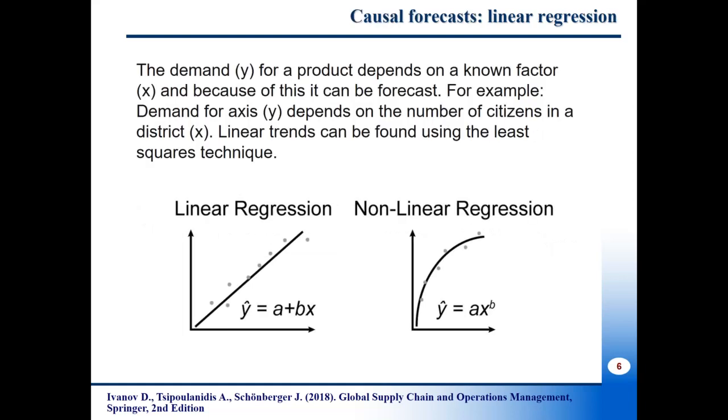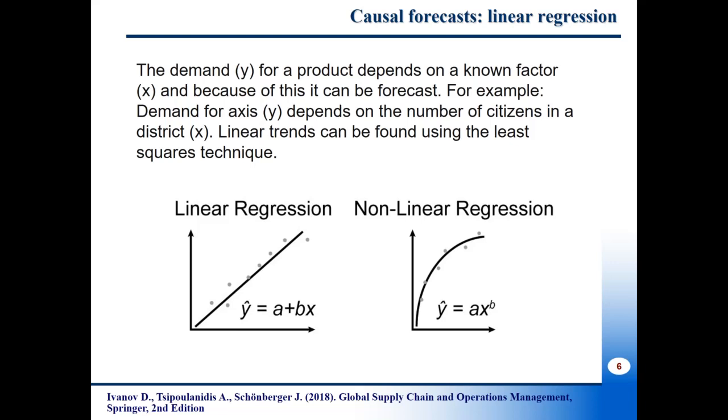The next method is causal forecast, and we take an example from linear regression. This slide shows 2 different types of regression in causal forecast, linear and non-linear regressions. For linear trend, the demand can be found using the least squares method.